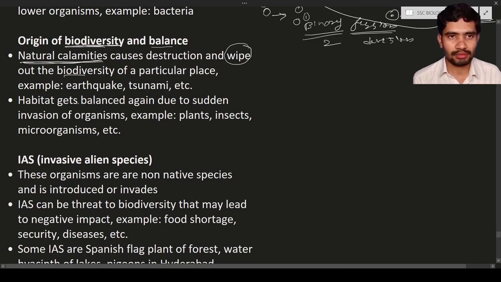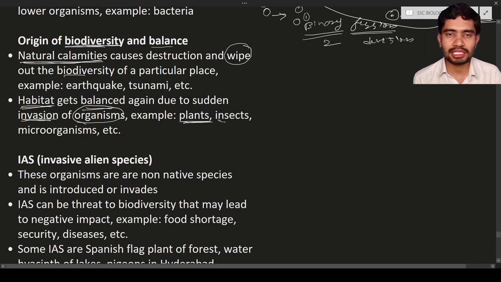After some time, maybe after 1 month or 2 months or after 1 or 2 years, biodiversity comes again in that area, so the habitat will get balanced again. It means new organisms will grow in that area, and new organisms will come to that area. So habitat will get balanced again due to sudden invasion of organisms. Invasion is nothing but coming. These organisms will come from some other area and they will settle over here, and as a result habitat will get balanced again.